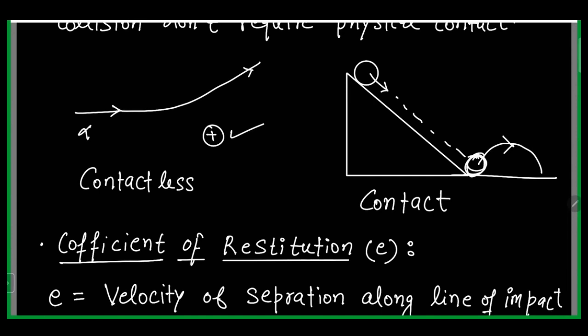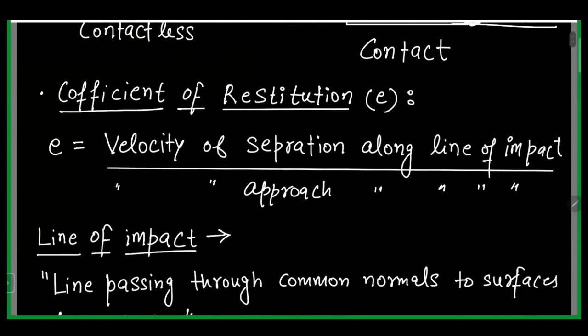Okay. So whenever we talk about collision, a very important parameter that comes into play is the coefficient of restitution, which is given by small e. It is defined as the velocity of separation along the line of impact divided by the velocity of approach along the line of impact. So now I will spend some time in understanding this definition even more, because this is just a definition. But what do I mean by this?